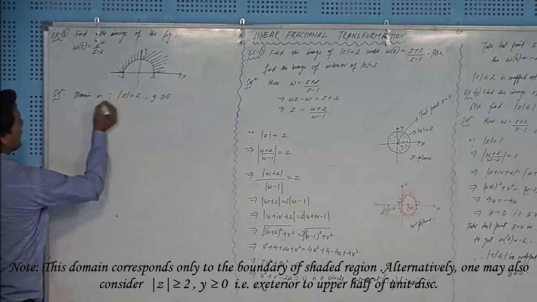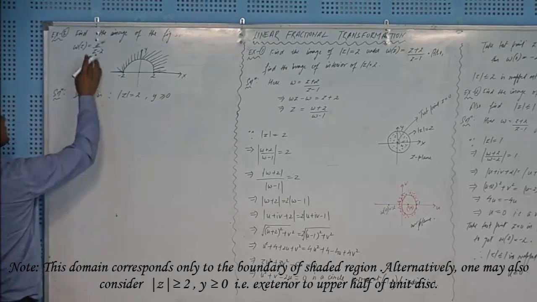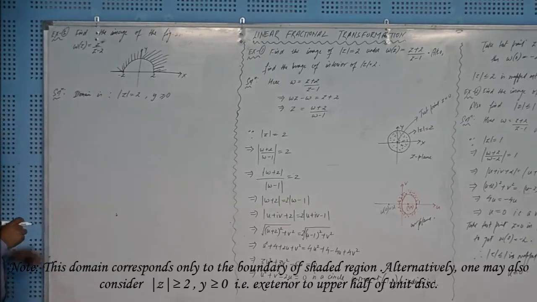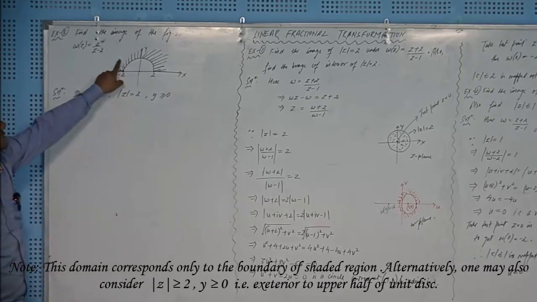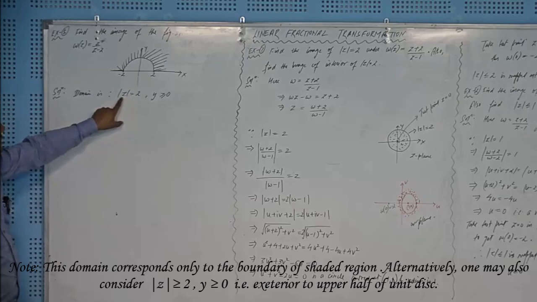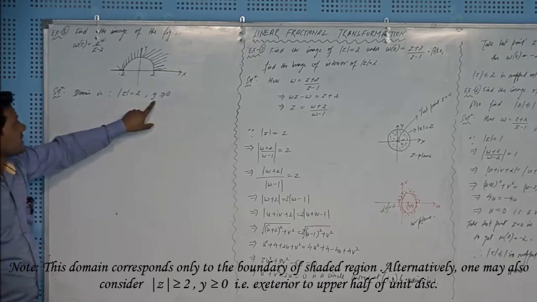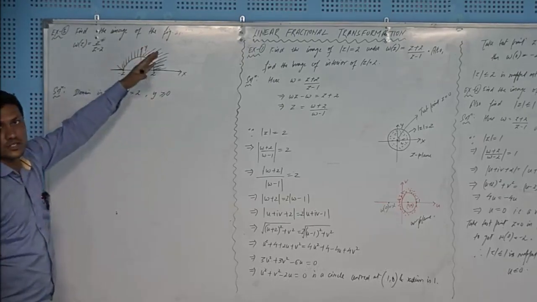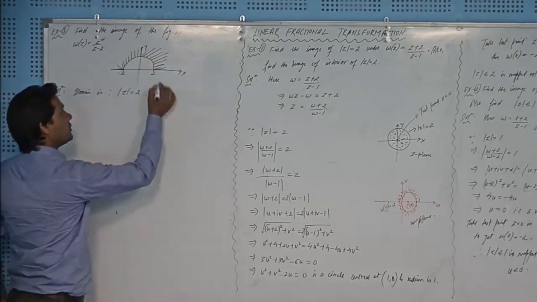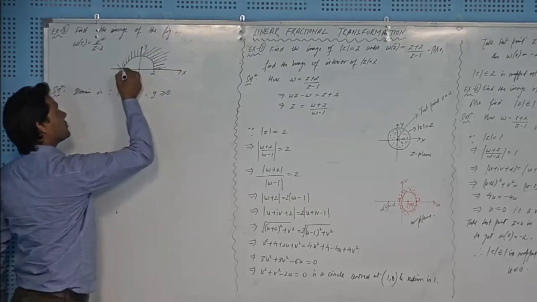Okay. Now I will find the image under this transformation, right? You need to write your domain in this fashion: mod z equal to 2 for the circle, and y greater than or equal to 0 for the upper part of the circle, with equality for this axis also, right? Okay.